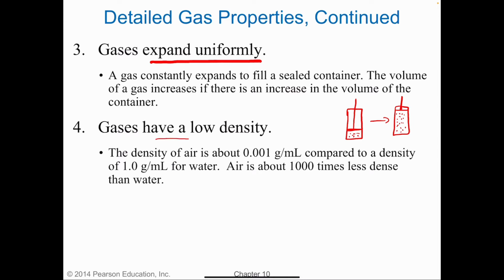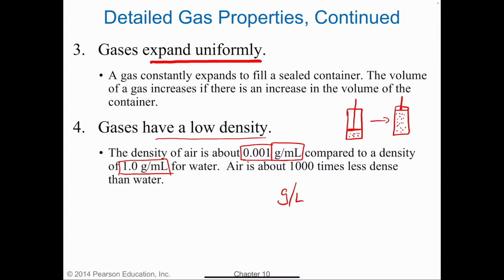Number 4, gases have a low density. The density of air is about 0.001 grams per milliliter, and we've got it in units of grams per milliliter because that's a common unit of density for liquids. Just to compare, water is 1.0 grams per milliliter, so you see that this is a very, very small number compared to the density for water. And usually for gases, we'll provide the density in units of grams per liter because the density values are so small, we'll change the units.